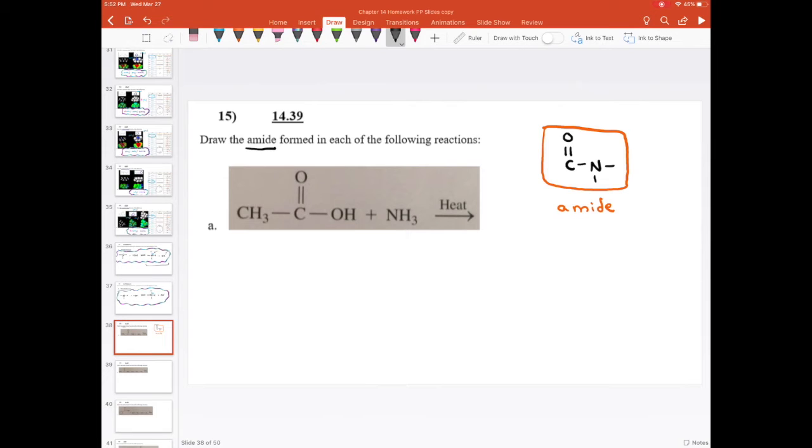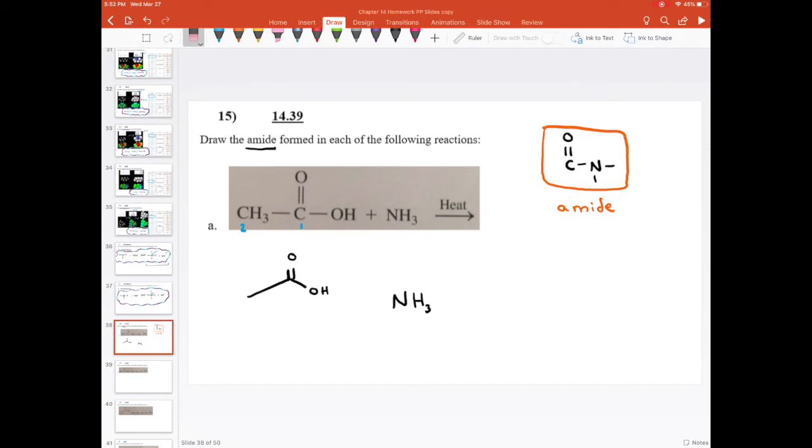Now to draw this, my first step is I'm going to redraw the molecules in the skeletal structure. To me, that's just easier to see. So I have two carbons there. I'm going to draw that. Now notice I have these two carbons. The double bond to oxygen and the single bond to OH is on carbon number 1. And then here I'm going to have that NH3. Okay, so those are my two molecules.